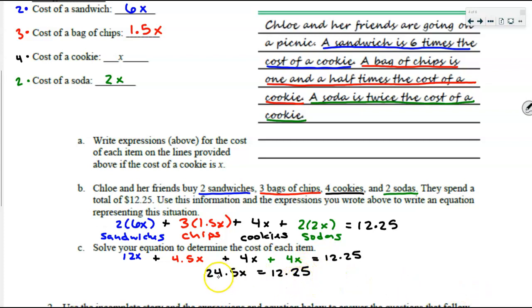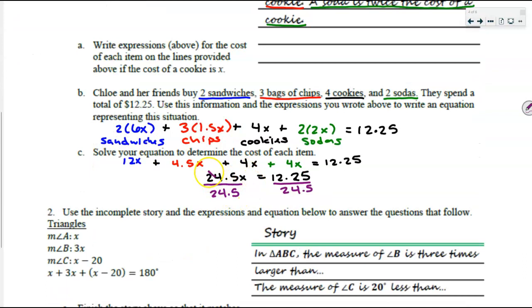I'm almost done solving now. All I had to do was combine all of those X tiles together. I have 24.5. That means 24.5 is multiplied by X, and I'm going to undo multiplying by 24.5 by dividing by 24.5. And balance it, do the same thing to the other side. This divides out, and I'm left with X, which is equal to, you have calculators again, 12.25 divided by 24.5.